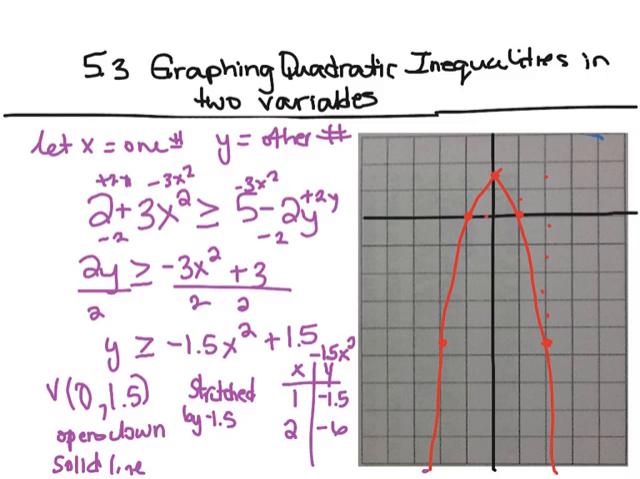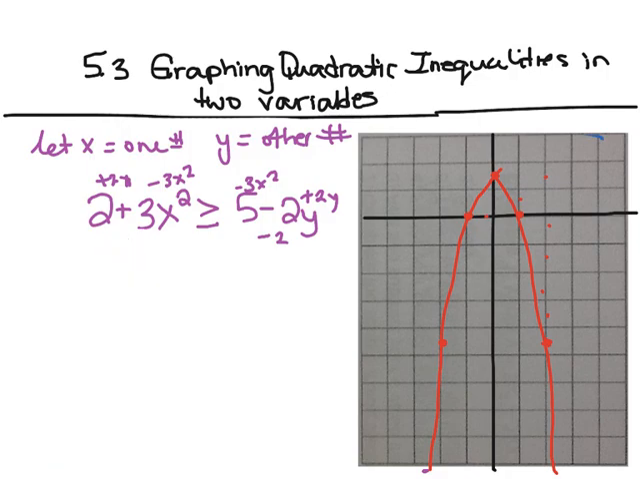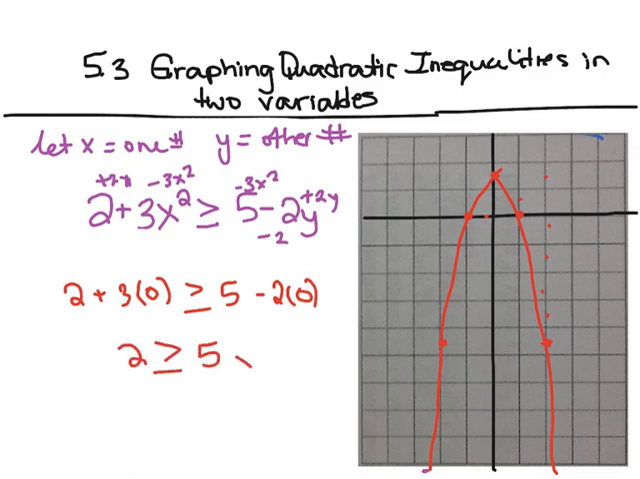Now we're going to test our origin. So 2 plus 3 times 0 is greater than or equal to 5 minus 2 times 0. 2 is not greater than or equal to 5, so we shade our outsides.